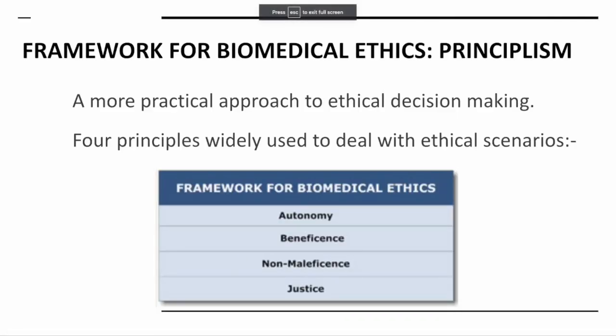All right, so this is our first session where we're going to explore ethics in the healthcare profession. It's not only for doctors, it's for all the other healthcare professions. It's very important and very useful to know.